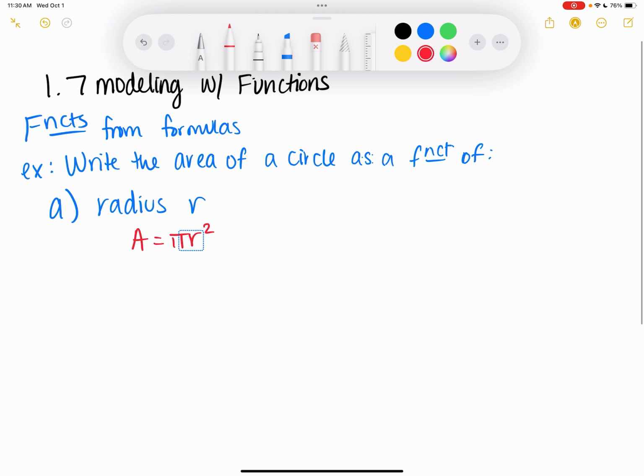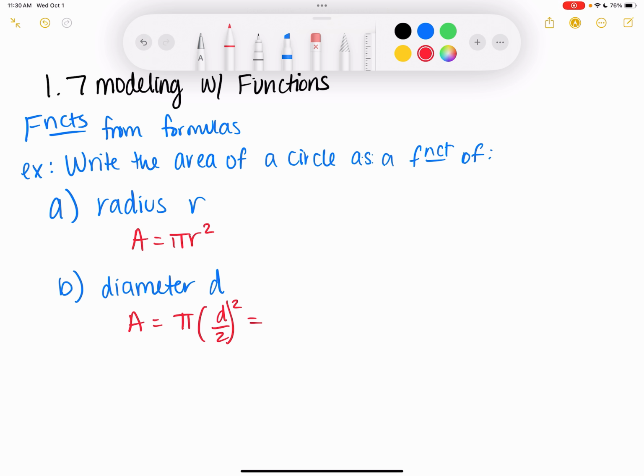But what if instead they asked us to do it as a function of diameter d? How does d relate to r? It's 2 times it, so you can do A equals pi times d over 2 squared, which would ultimately give us pi over 4 d squared.